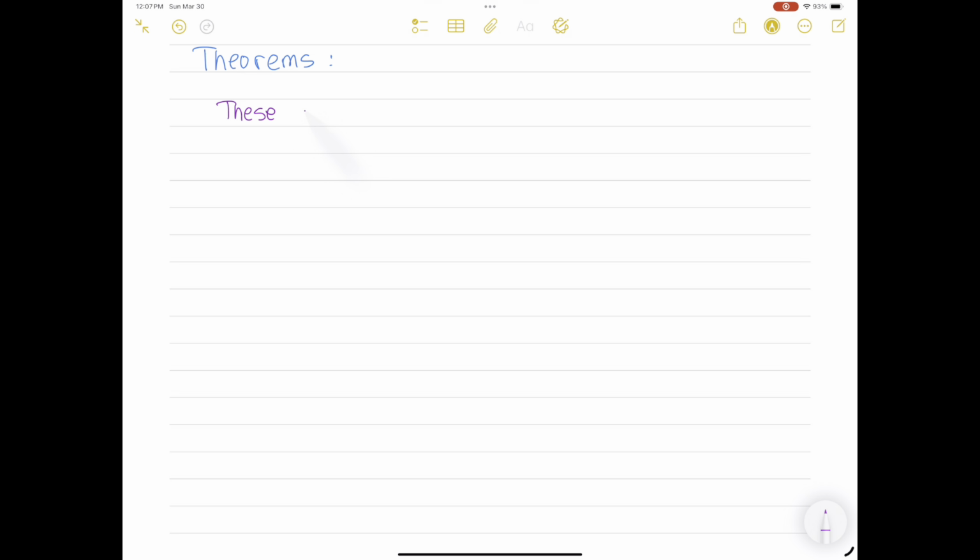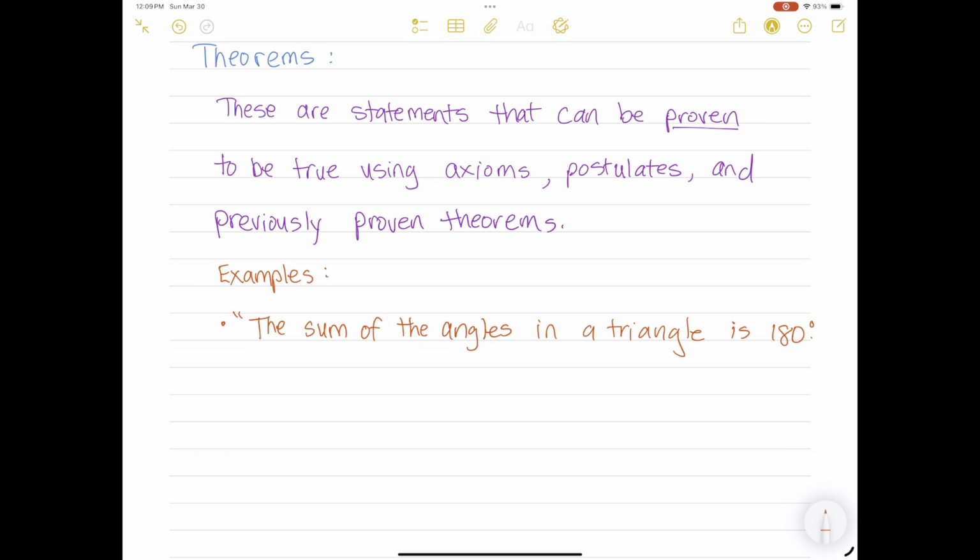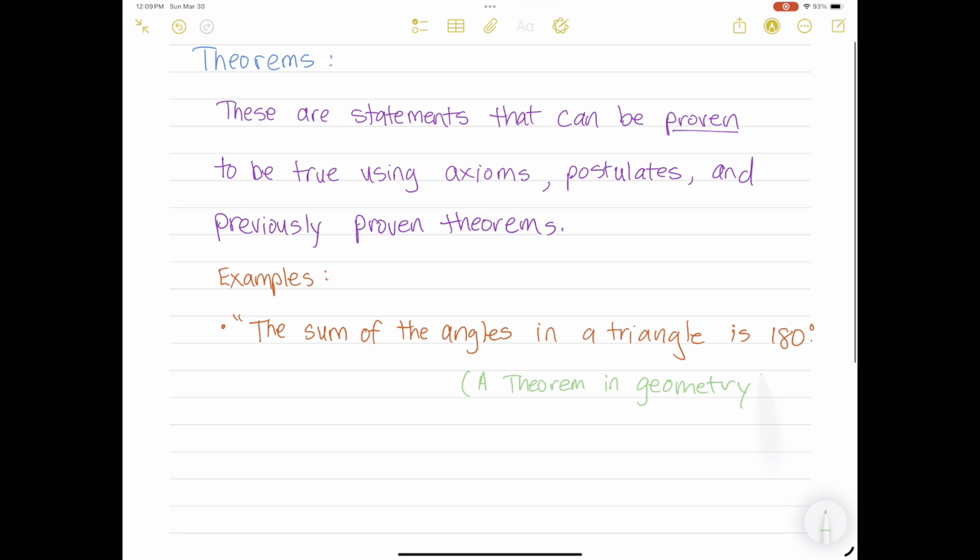Another glossary word I want you to know about is theorems. These are statements that can be proven to be true using axioms, postulates, and previously proven theorems. Some examples of theorems: the sum of the angles in a triangle is 180 degrees.